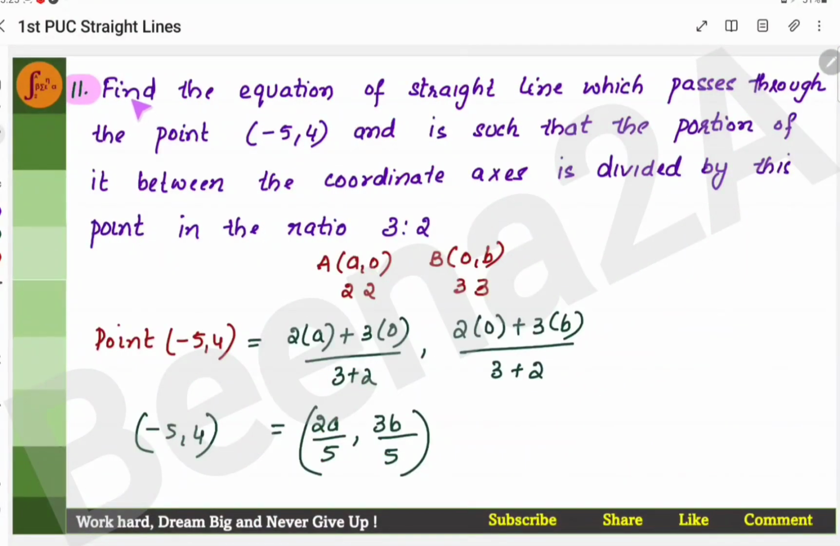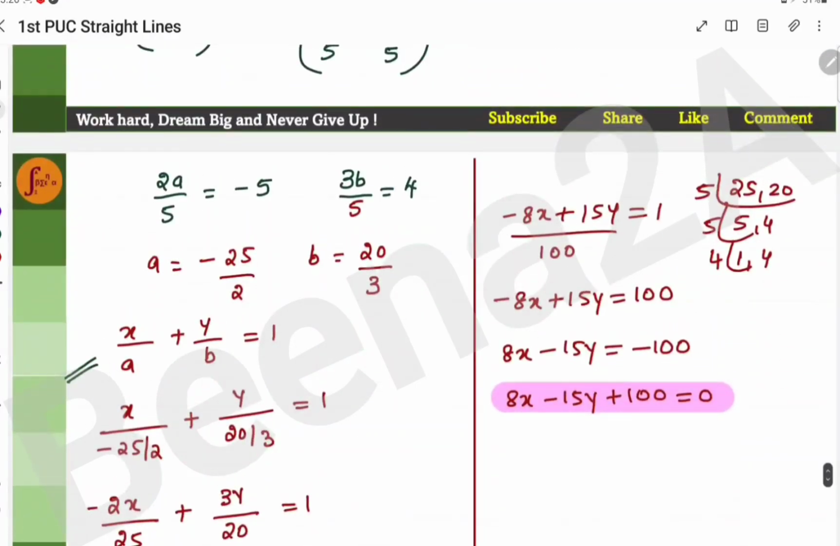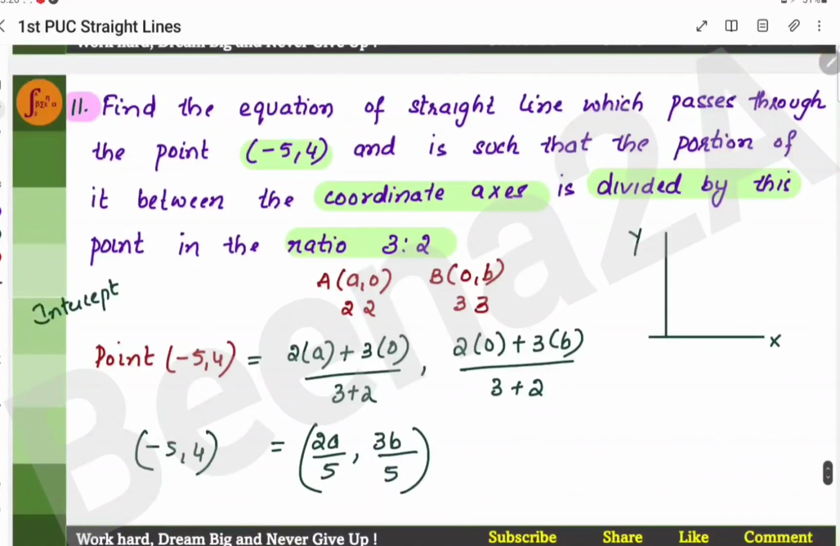Now let's look at another one. Find the equation of the straight line which passes through the point and is such that the portion of it between the coordinate axes is divided by the point in the ratio. Now it's the same problem. Let's try to draw the figure first. They've put coordinate axes, so we'll have to use the intercept form, that is x by a plus y by b, to find the equation.